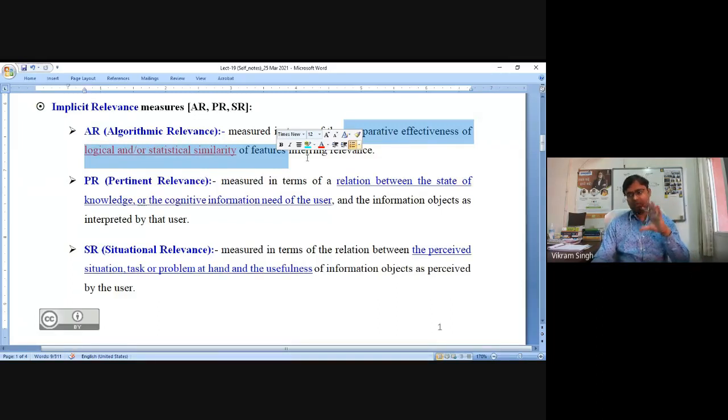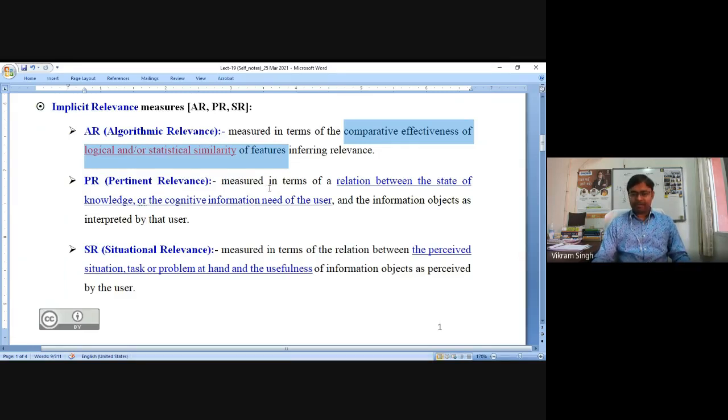So the basic, crude, fundamental way of doing algorithmic relevance is to count or estimate the number of occurrences of the keyword within the documents or within the information object. Then you can estimate a relevance, and then you can arrange all these retrieved documents. That's one way.